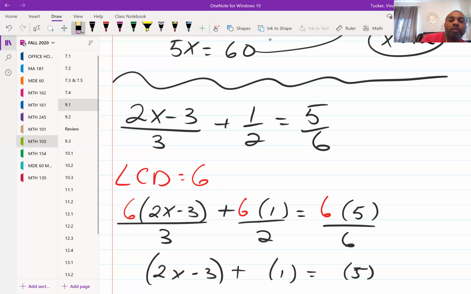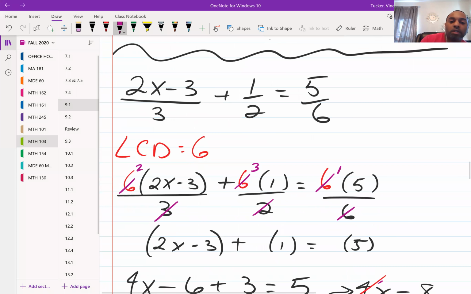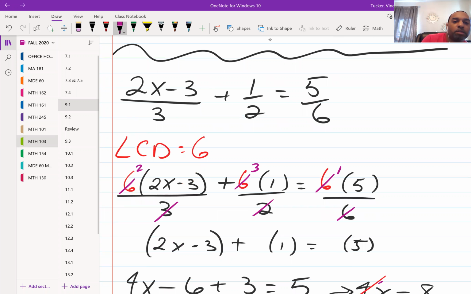All right. So now we're going to simplify. 6 goes into 3, leaves you with a 2. 2 goes into 6, leaves you with 3. 6 goes into 6 and leaves you with just 1. So that'll be 2, 3, and 1 right here, as far as what's left.